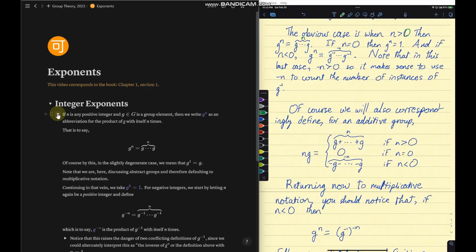Anyway, the project is to define this for all integers. We've only dealt with the positive integers for now. So if n is equal to 0, then what is it? Well, somewhat naturally, we define g to the 0 to be equal to 1. And if n is negative, then g to the n is the product of g inverse with itself negative n times. Notice that in this last case, negative n is a strictly positive number, so it makes sense to use negative n to count the number of instances of g inverse.